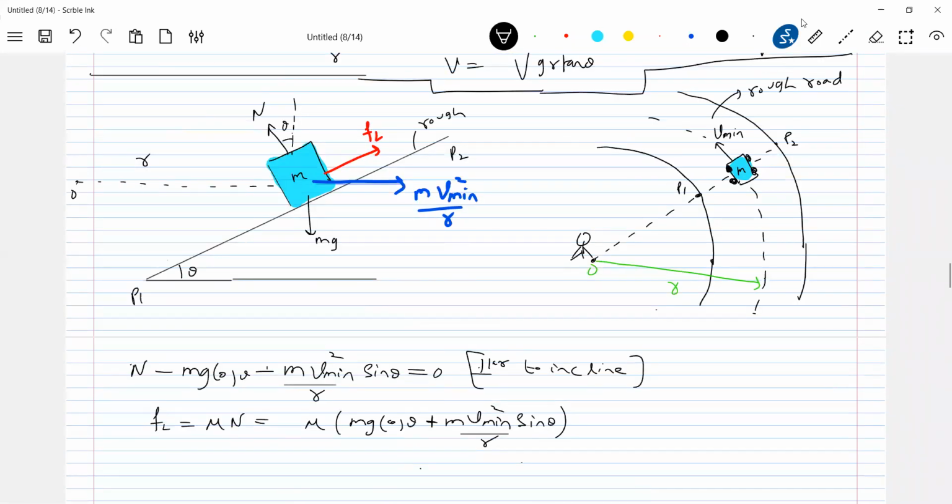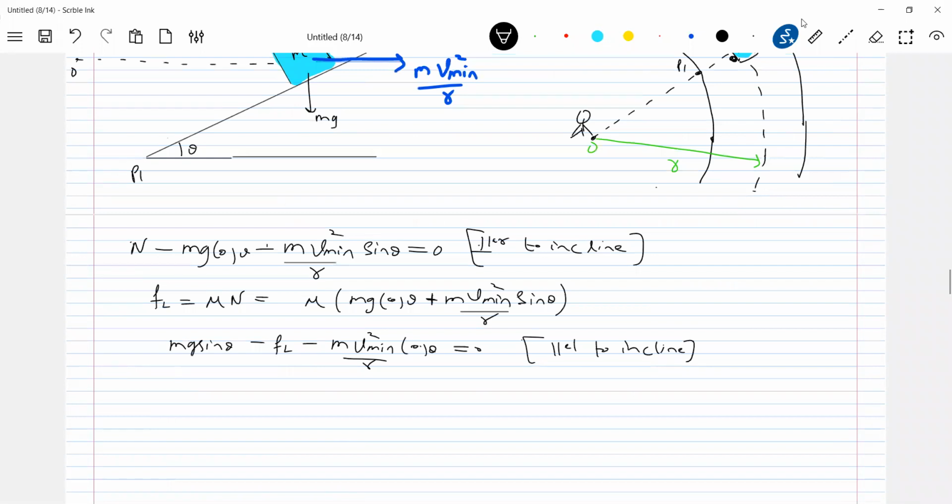Okay, now come for this. What is perpendicular to incline? Parallel to incline, what are the forces you can write? Mg sin theta, component of this, Mg sin theta minus Fl. This is parallel to incline. Solve it, you'll get... what you should do? You should solve for V. And what is Fl? Fl equal to mu N. Substitute that, solve for, you'll get V minimum.